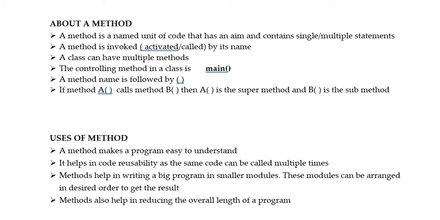Uses of a method. A method makes a program easy to understand because it breaks code into multiple pieces, and it helps in code reusability as one part of the code is used again and again. It can be called by the name it has been given. It helps in writing big programs in small modules which can be arranged in the desired order, and methods also help in reducing the overall length of a long program, where a method can be used to do a work again and again. So you don't have to write that again and again.